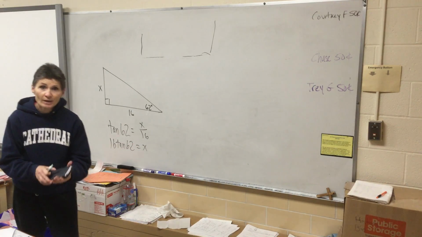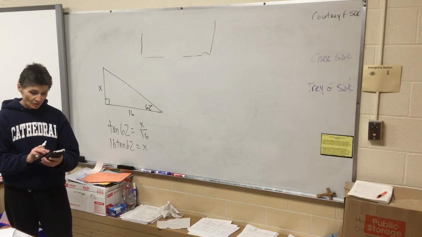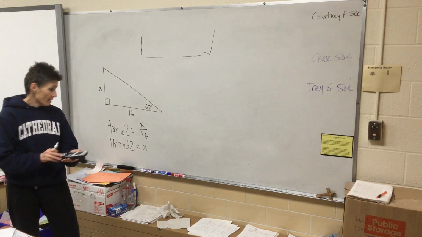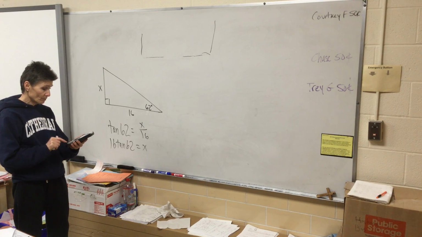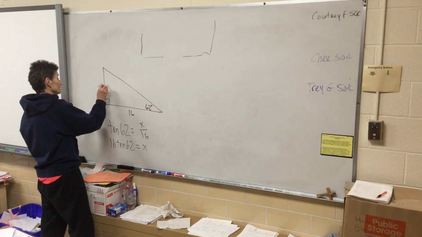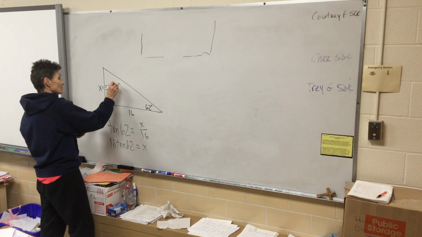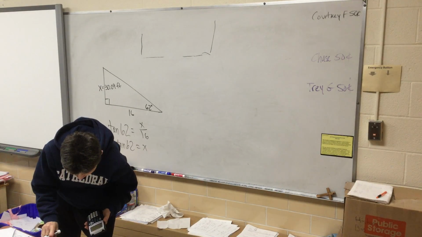Please make sure your calculator is set in degree mode. That would be a disaster. And then type in 16 tan 62, and I got 30.09. And I think that's feet.